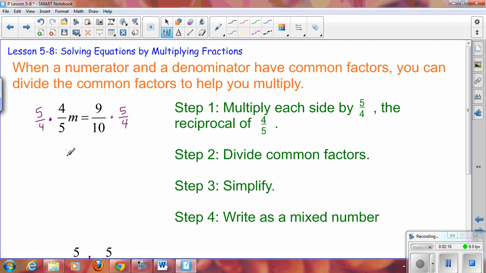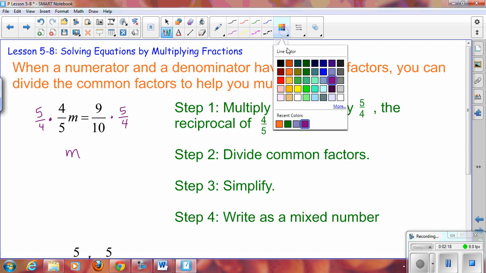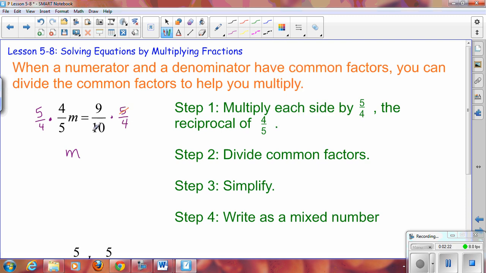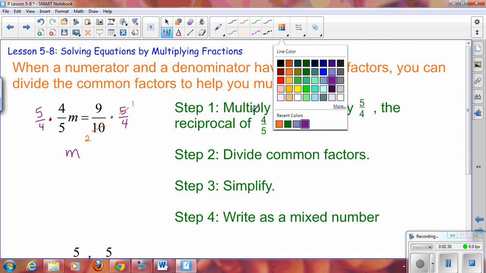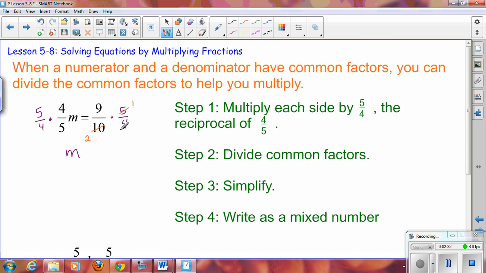Okay, on this side we're left with just m. On the other side, our 5 and our 10 have a common factor of 5. So the 5 becomes a 1 and the 10 becomes a 2. We divided both of those by 5. And that leaves us with 9 times 1, which is 9, and 2 times 4, which is 8. 9/8 is an improper fraction, so we simplify that to 1 and 1/8.